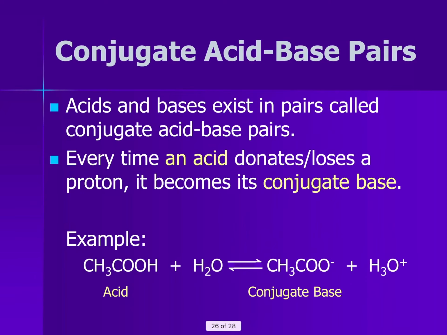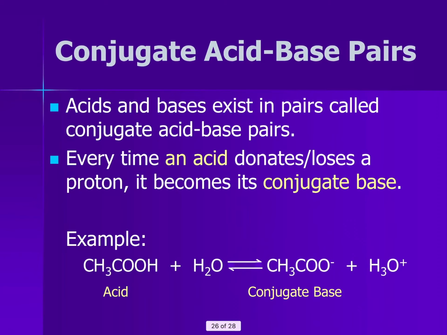Now, lastly then, conjugate acid-base pairs. Your definition of a conjugate acid-base pair is that it consists of an acid and a base, so it's a pair, and they differ by a proton. When an acid loses or donates a proton, it becomes a conjugate base. You can see in the example at the bottom there, you've got your ethanoic acid, CH3COOH. That's donating a proton, so it's acting as an acid. But once it has donated the proton, the CH3COO minus is a conjugate base because it's capable of accepting the proton and going back to the acid again.